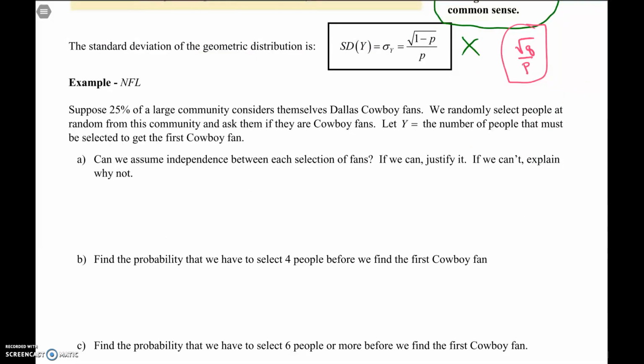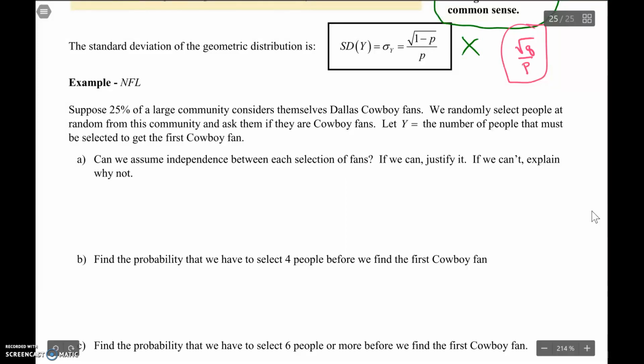Suppose 25% of a large community considers themselves Dallas Cowboys fans. We randomly select people from this community and ask them if they are Cowboys fans. Let y equal the number of people that must be selected to get the first Cowboys fan. Can we assume independence between each selection of fans? So first of all, do we have independence? If the first person is a Cowboys fan, does that change the likelihood that the second person is?